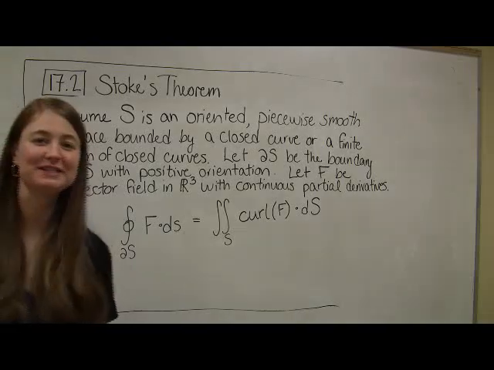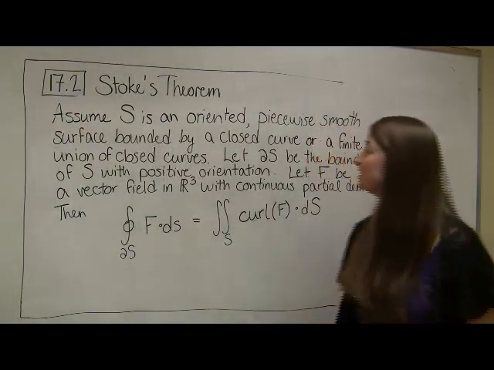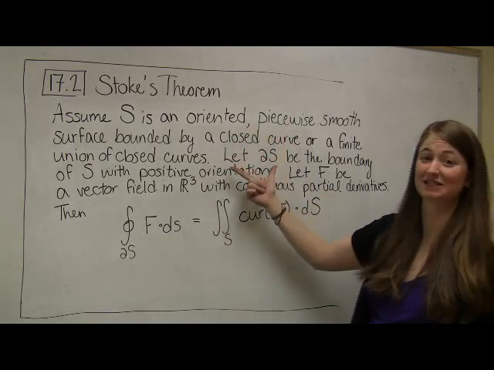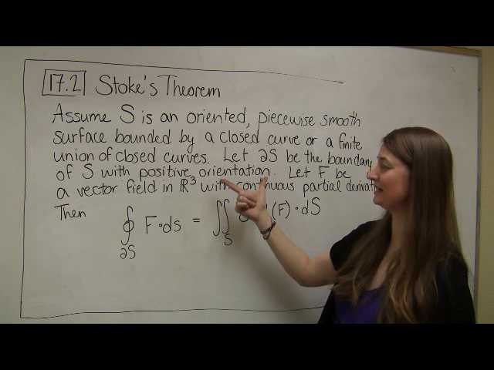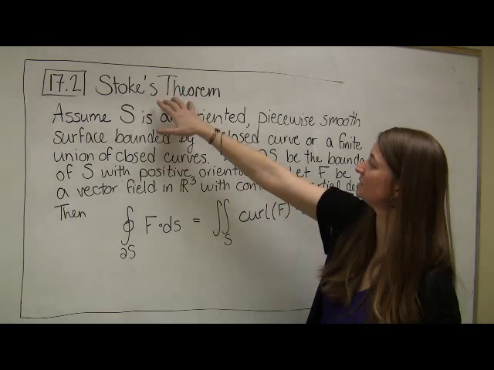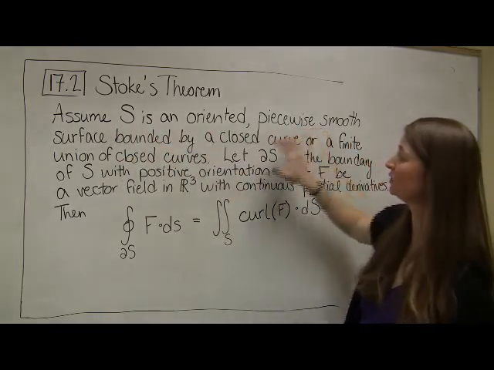So all that boundary stuff was just a preamble to get us to Stokes' theorem. So this is a statement of Stokes' theorem, and there are a lot of conditions that go into this theorem, and I'm not going to spend a lot of time paying attention to a lot of these. Stokes' theorem says, assume that S is an oriented, piecewise smooth surface.